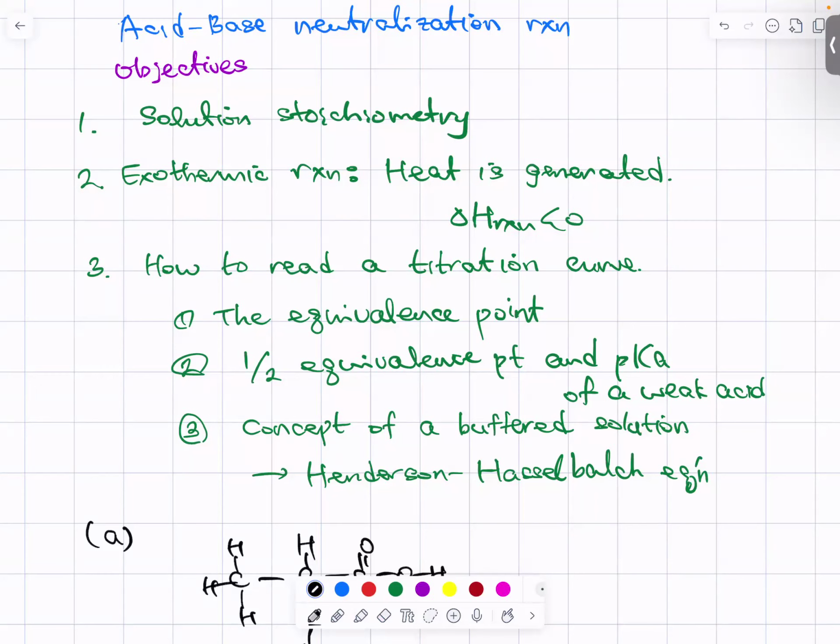This can be calculated by the Henderson-Hasselbalch equation. The Henderson-Hasselbalch equation is only applied to a buffer solution, and in the vicinity of the half equivalence point, the solution becomes a buffered solution. So these three objectives are asked of students very often, and we need to understand this clearly.